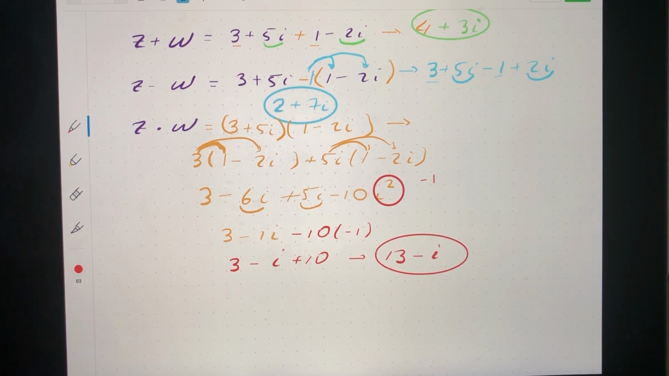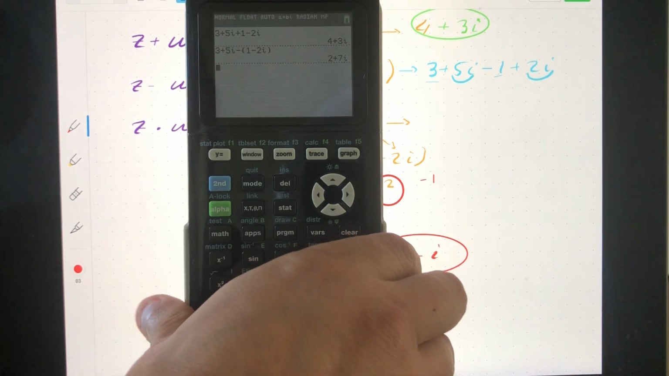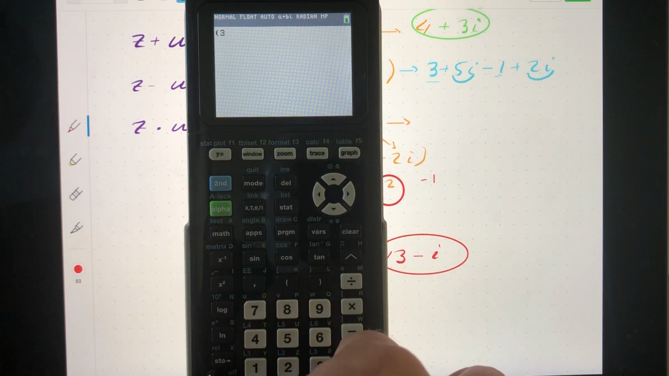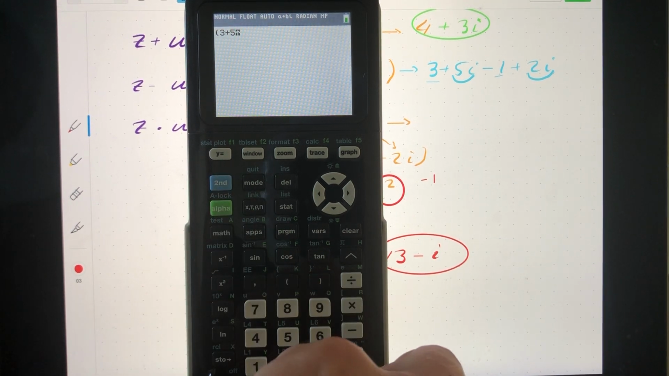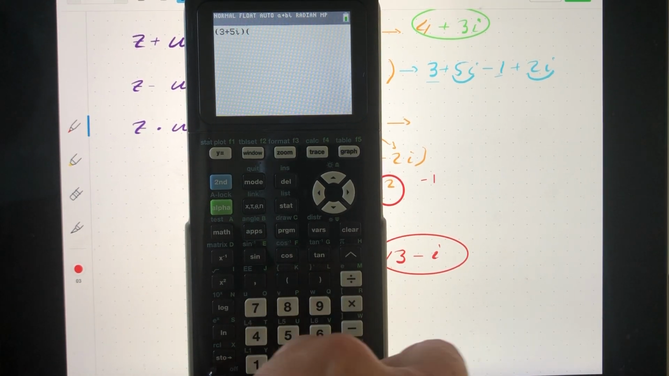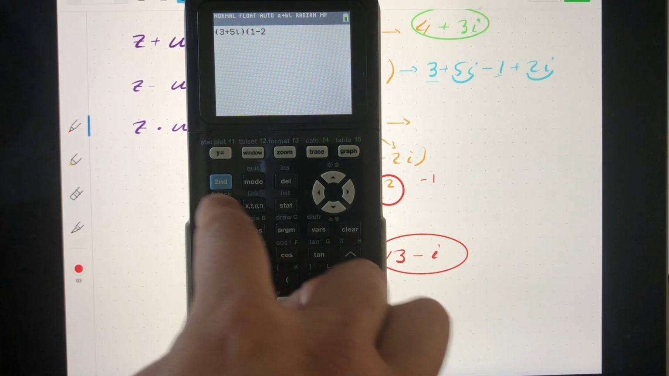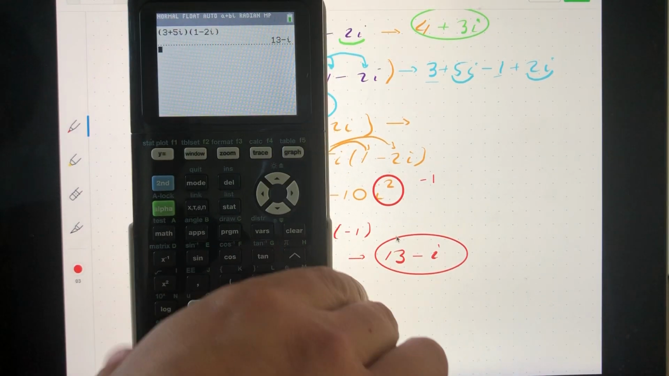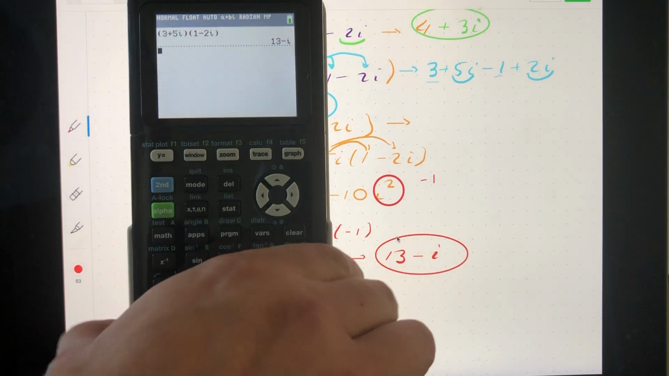So here with a calculator, let's multiply the two, and it's clear. So inside the parentheses, 3 plus 5i times 1 minus 2i, and let's have a look. 13 minus i, we confirmed our result.